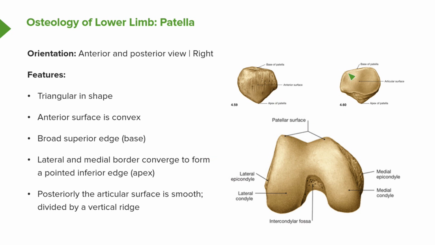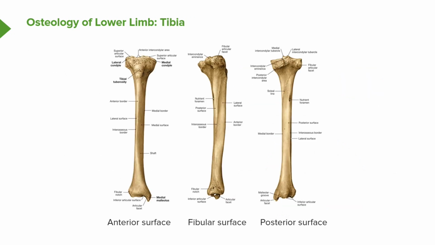Posteriorly, the articular surface is smooth and it's divided by a vertical ridge, which allows it to sit in the patellar surface of the distal femur. So now let's have a look at the tibia.